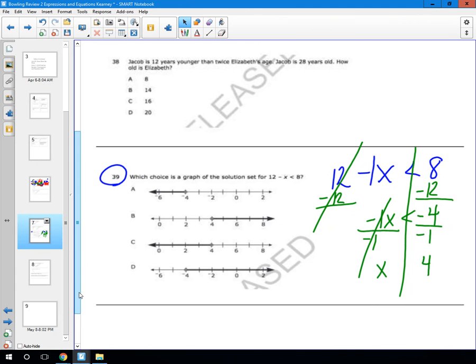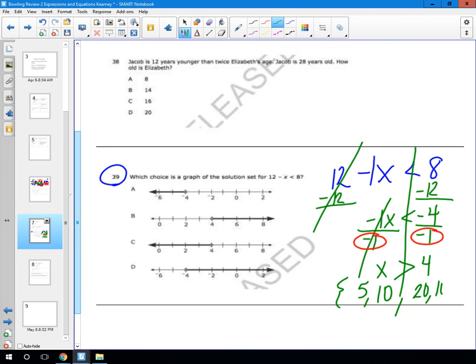Now, do you see that I divided by a negative on both sides? I divided by a negative 1 on both sides. So what do I need to remember to do with my sign? Flip it. So it's saying x is greater than 4. So that means x can be any number bigger than 4. So what are some things that x could be? Let's list out some things. X could be 5. X could be 10. X could be 20. X could be 102. You can keep going. So x can be any number bigger than 4.